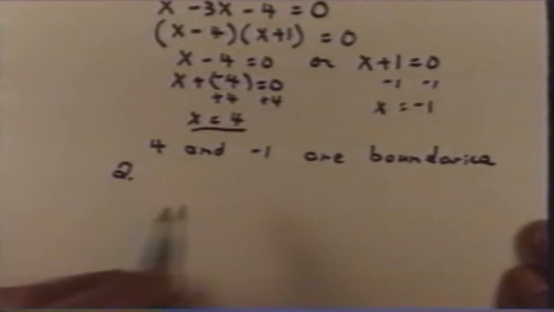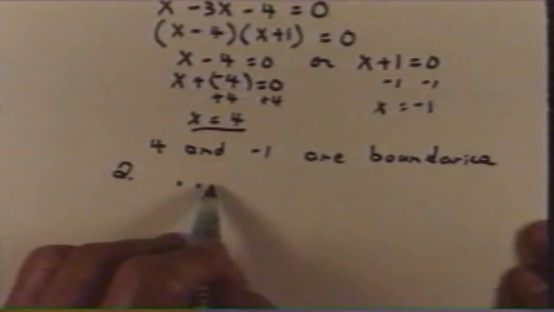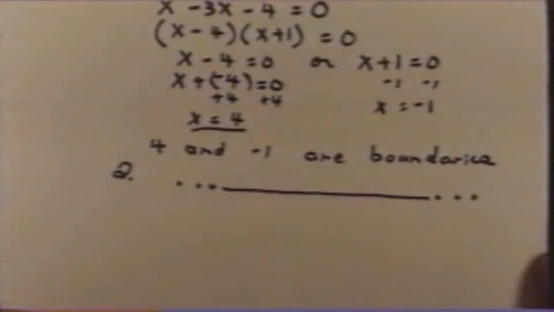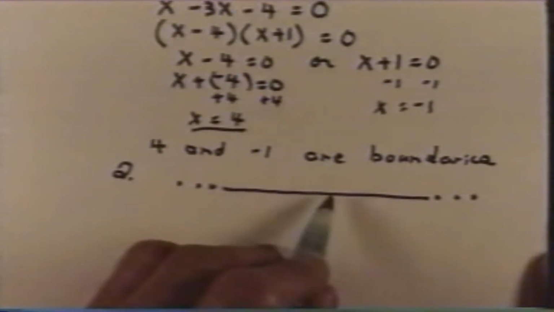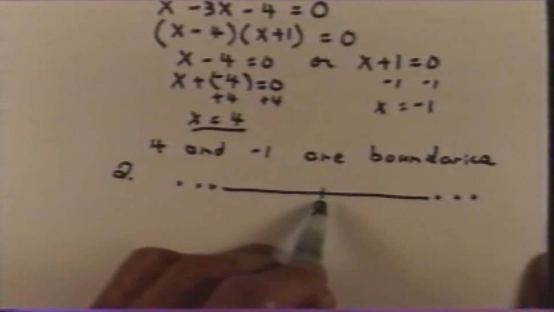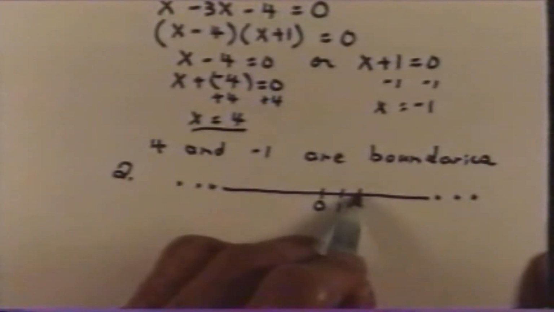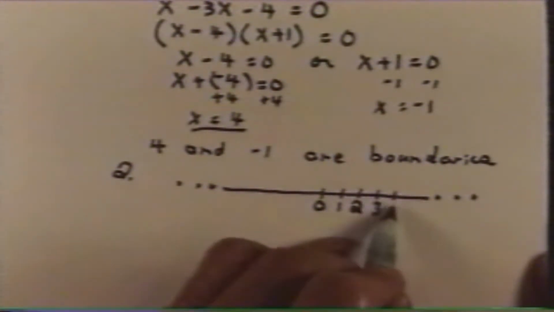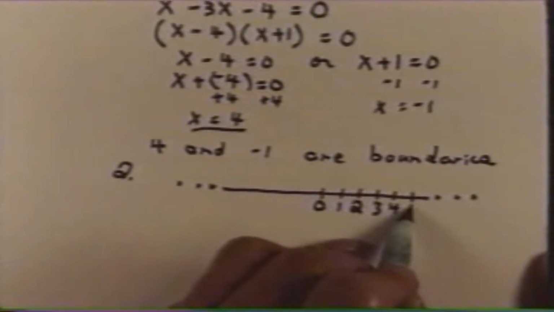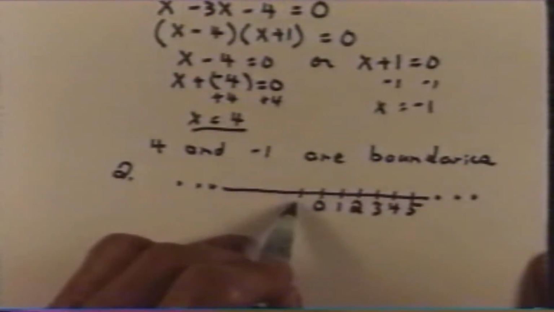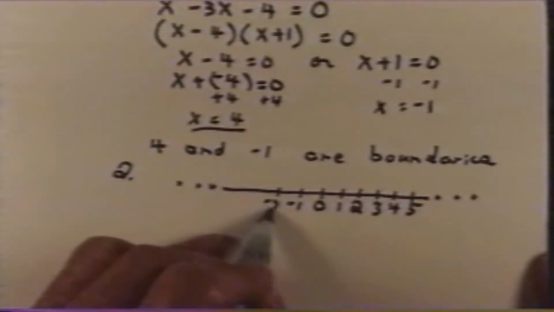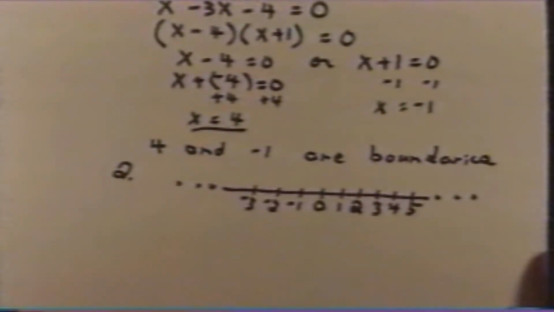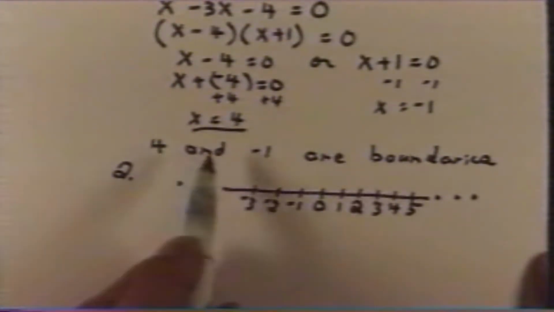Step 2 will be to place the boundaries on the number line. So I'll put 0 near the middle. Here is 1, 2, 3, 4, 5, negative 1, negative 2, negative 3, and so forth. Now 4 and negative 1 are boundaries.